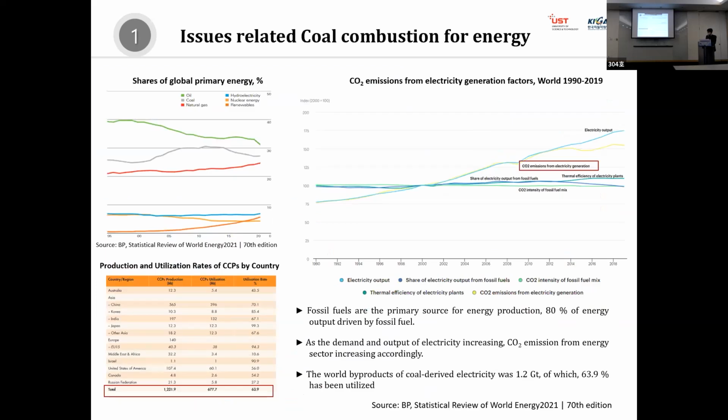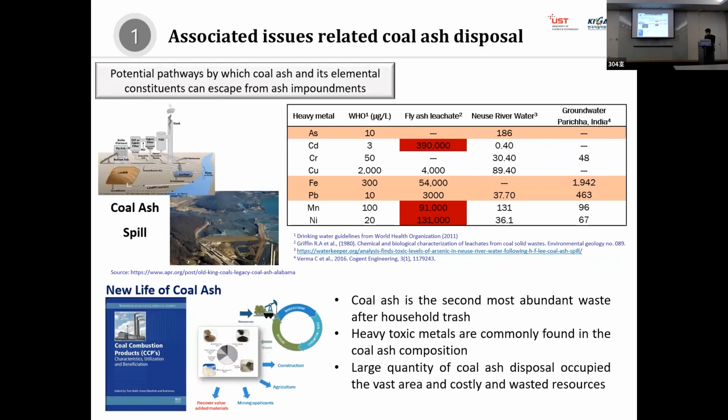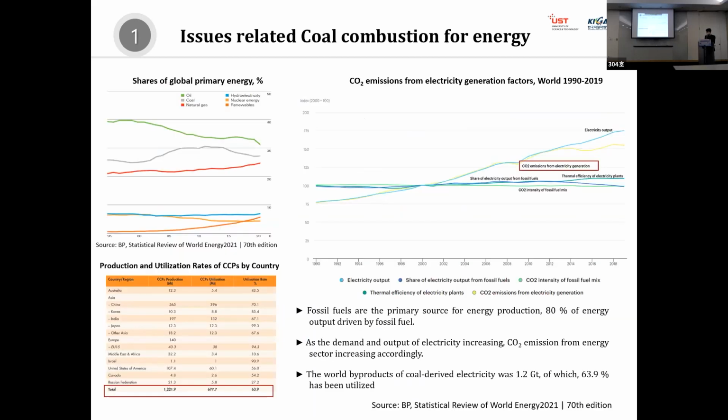And about coal ash. Coal is used to produce electricity in the power plant, and the byproduct of this process is coal ash. Around the world, a lot of coal ash or coal combustion byproduct is produced. Most of it is utilized, but a huge amount remains that is not utilized.